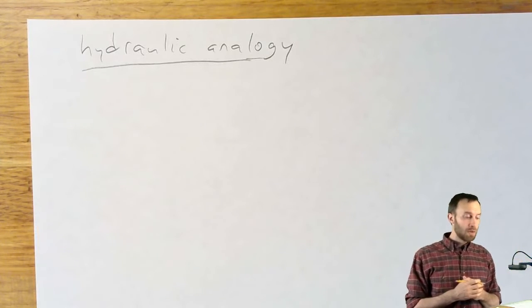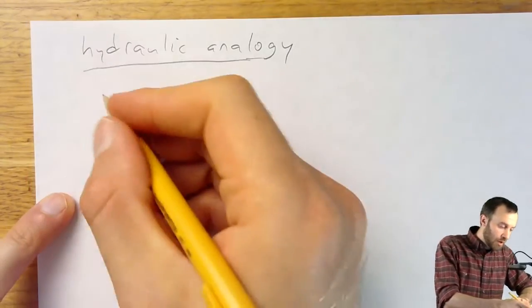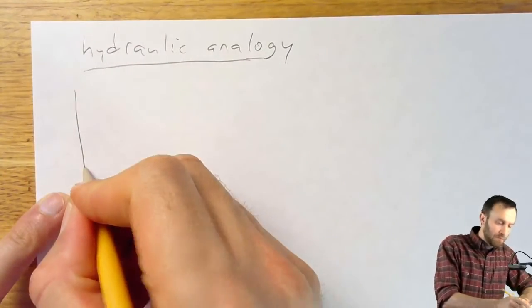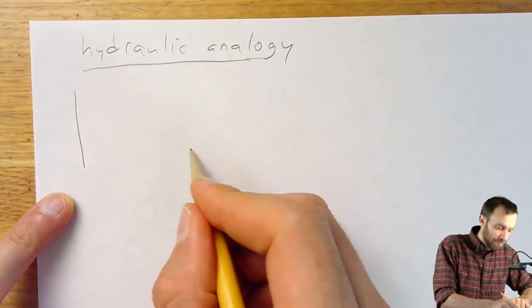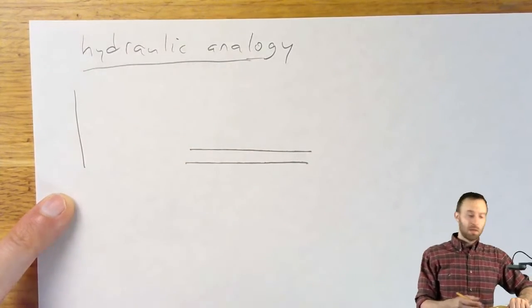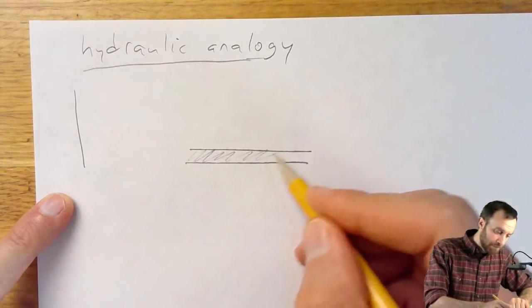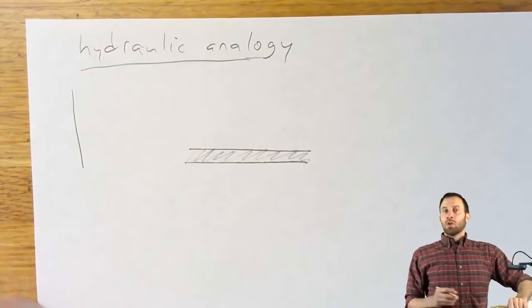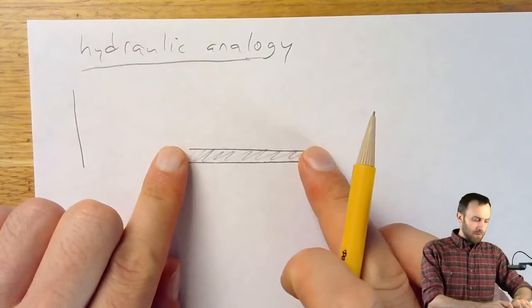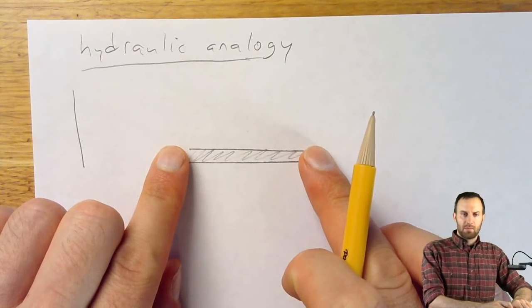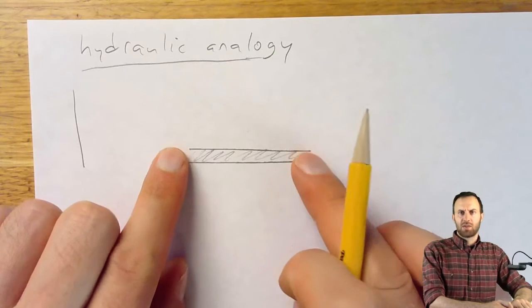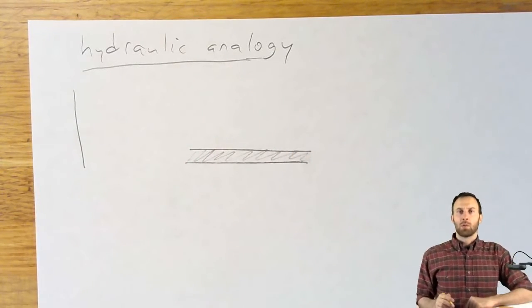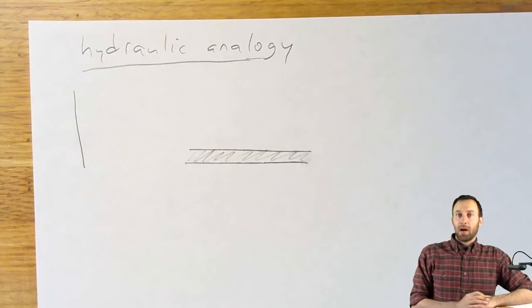So, for instance, I'm going to draw a tank. You know what? I'm going to start with a pipe. Here's a pipe. Now imagine that pipe has water in it. Water, and don't worry about the fact that it doesn't have sides on it. Just set that aside for the moment. A pipe filled with water.